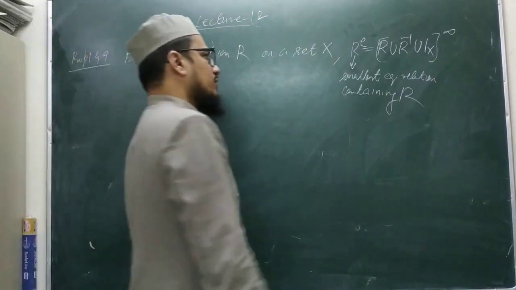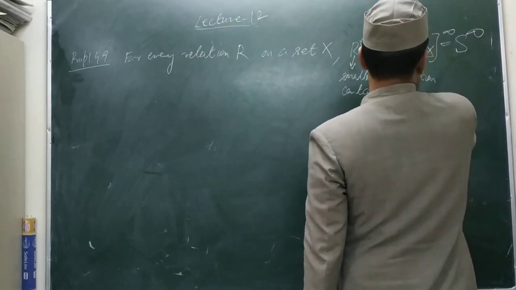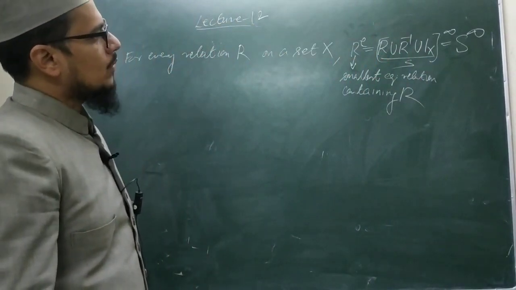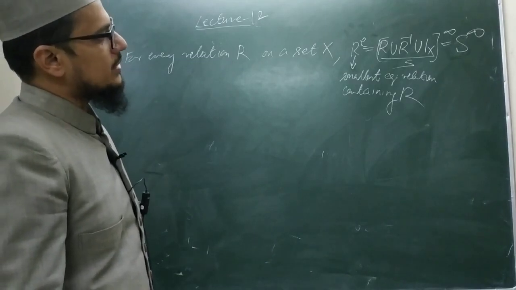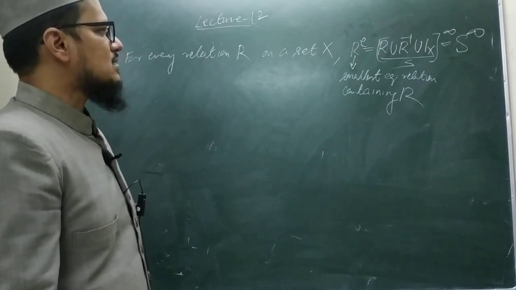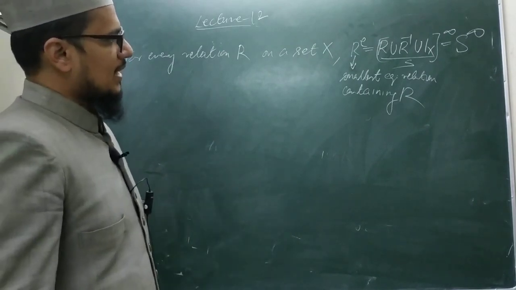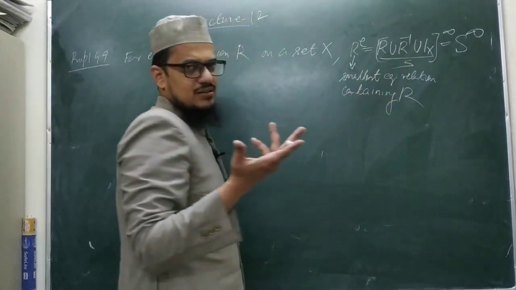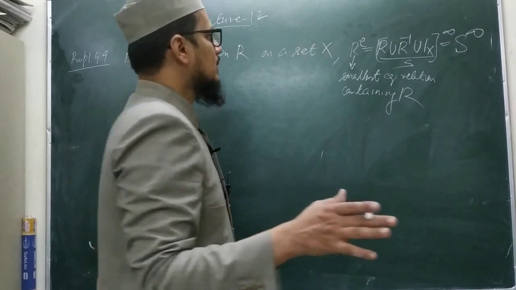So we have to prove that, if you assume that this whole is equal to S, so it is equal to S infinity. So basically we have to prove that S infinity is the smallest equivalence relation containing R. Correct? First we have to prove that it is an equivalence relation. And as in the previous lemma, we have already proved that S infinity, where S is any relation containing R, we have already proved that.